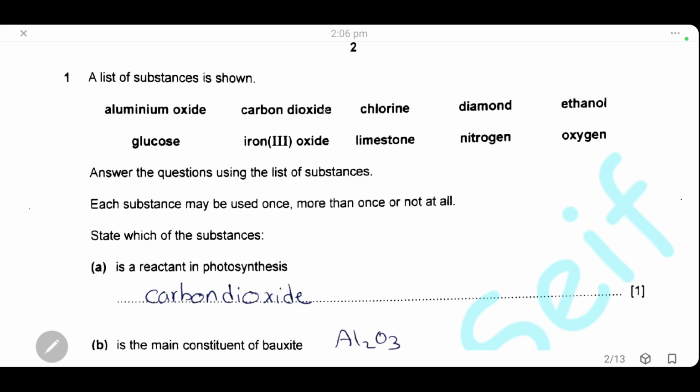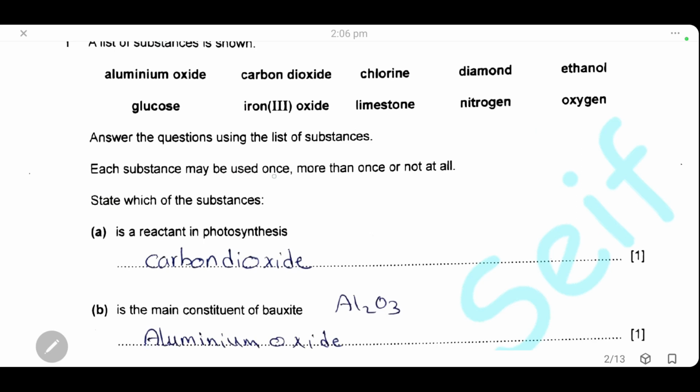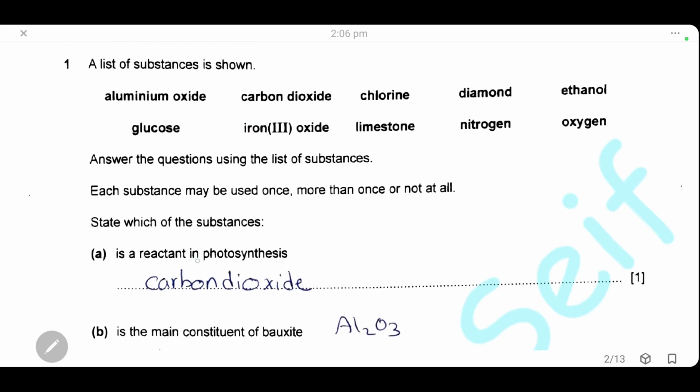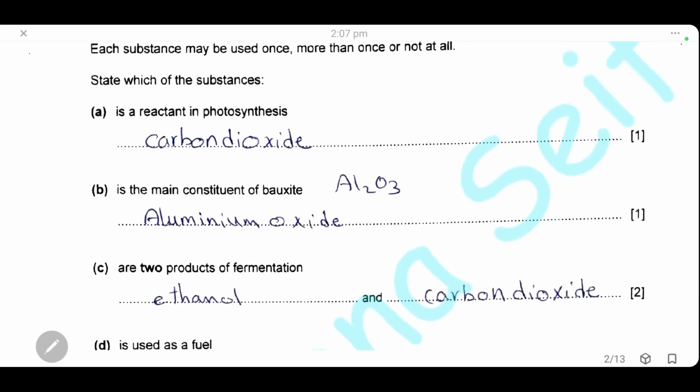Answer questions using these substances from the list. Each substance may be used once, more than once, or not used at all. Which substance is a reactant in photosynthesis? Photosynthesis is a process in which the plant uses the sunlight to react carbon dioxide and water and produce oxygen and energy in the form of glucose. So one of the reactants is carbon dioxide.